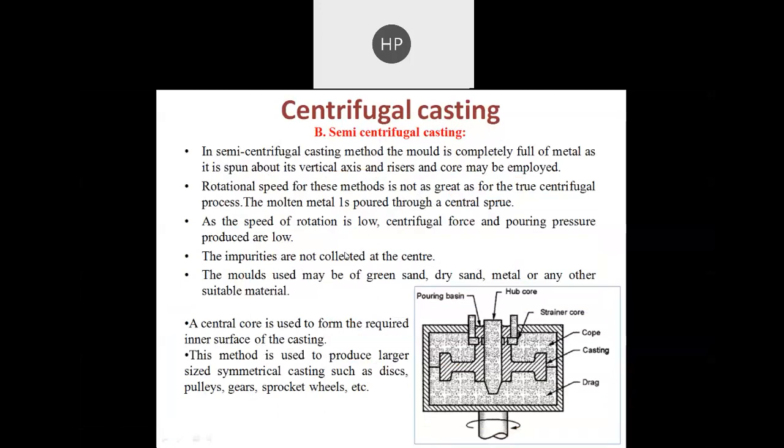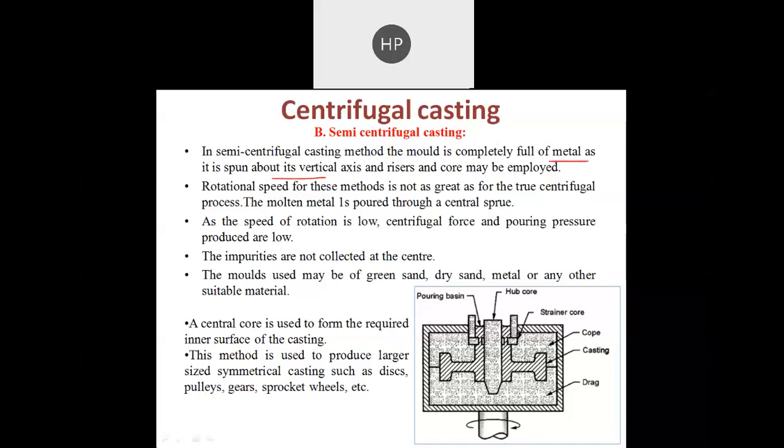Then the next one is semi-centrifugal casting. In the semi-centrifugal casting method, the mold is completely full of metal as it is spun about its vertical axis. And a riser and core may be employed. So it is different from true centrifugal casting. In that one, generally the axis of the spin is vertical and the mold is full of metal.